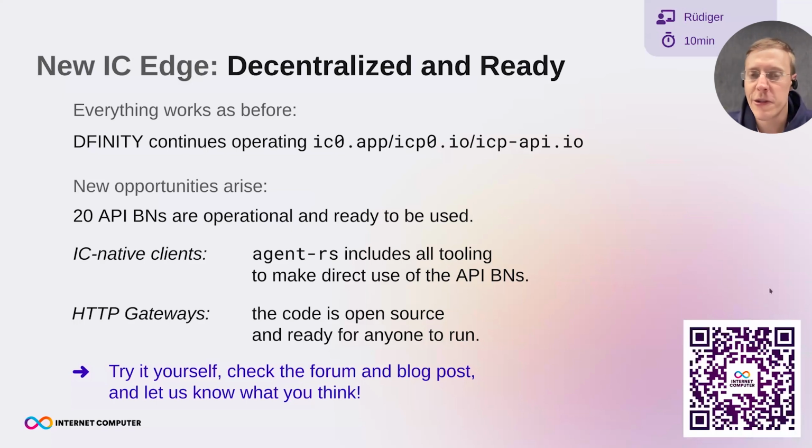In short, for you as a user or developer, you don't have to change anything if you don't want to. But I think it can be very interesting and exciting to actually make use of the decentralized API boundary nodes. We have at the moment 20 API boundary nodes under NNS control. They're operated by 18 different node providers and distributed all across the world. The DFINITY operated gateways already route their traffic through them, and they're ready to serve your traffic as well.